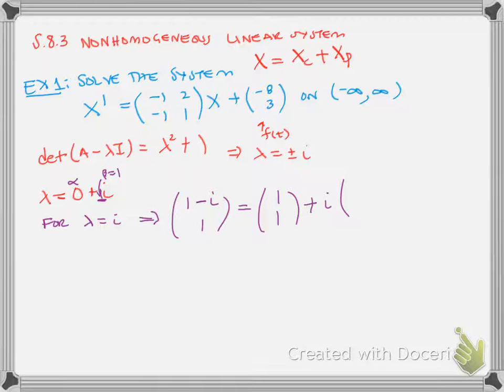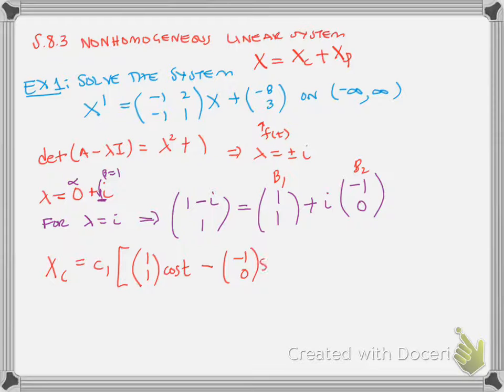Then we take out the real part and the imaginary part. The real part is our b sub 1, and the imaginary would be b sub 2. That tells us that x sub c is c1 times the real vector cosine t, because beta is 1, minus the imaginary vector, negative 1, 0, times sine t. And there's no e, because e to the 0 is just 1, so the exponential goes away.